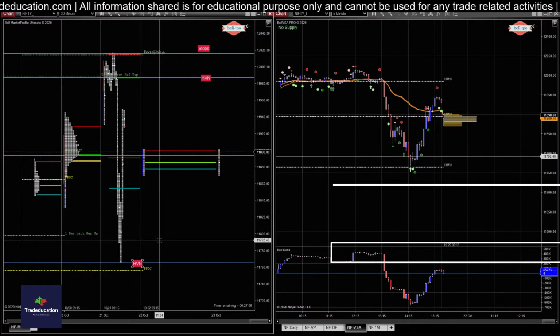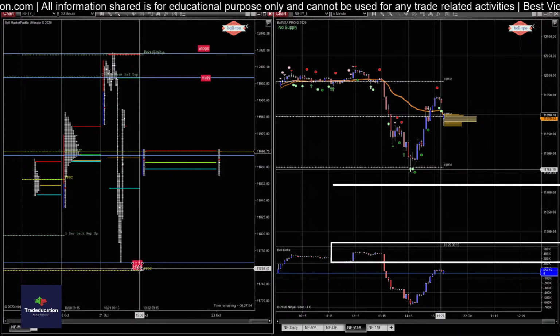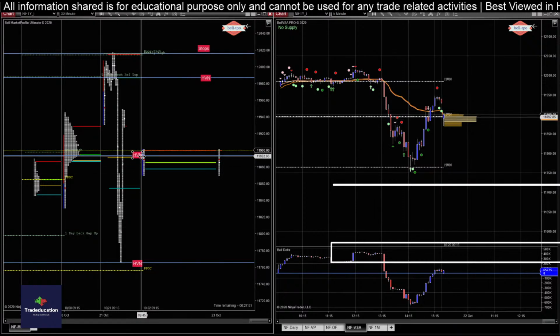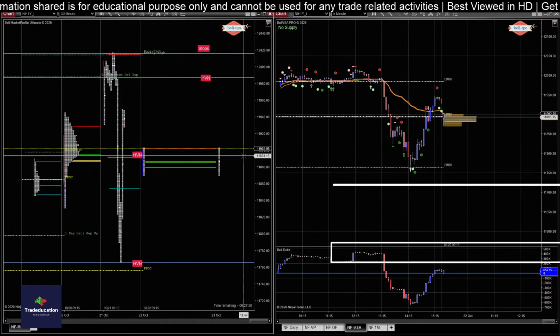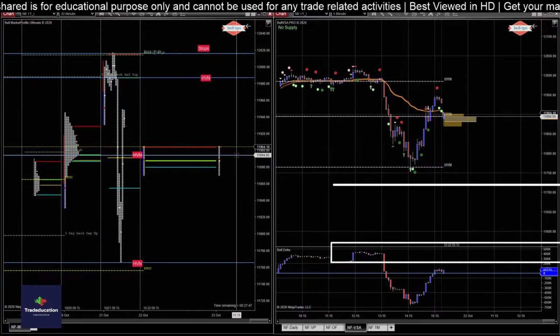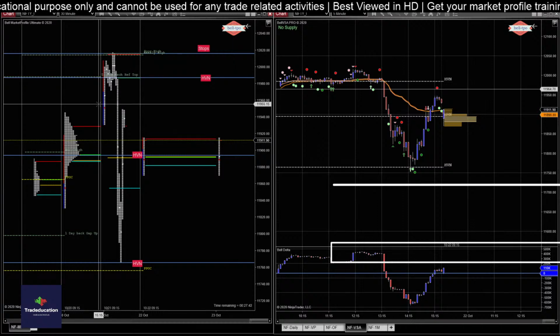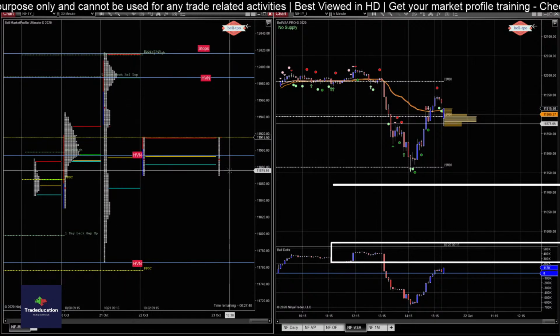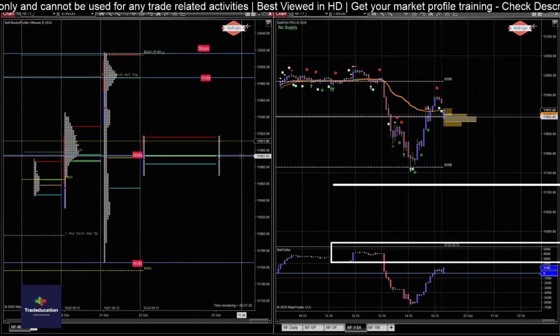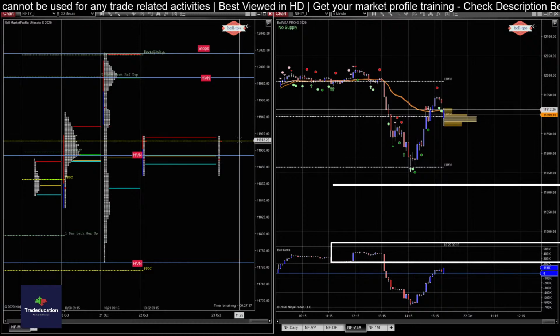Okay. So now the overall breakup of the market is pretty easy. So we have tagged this HVN, and now buyers are stepping in with the next target of this HVN. Okay. So if the auction goes below this HVN, it means that buyers who came in here are weaker.